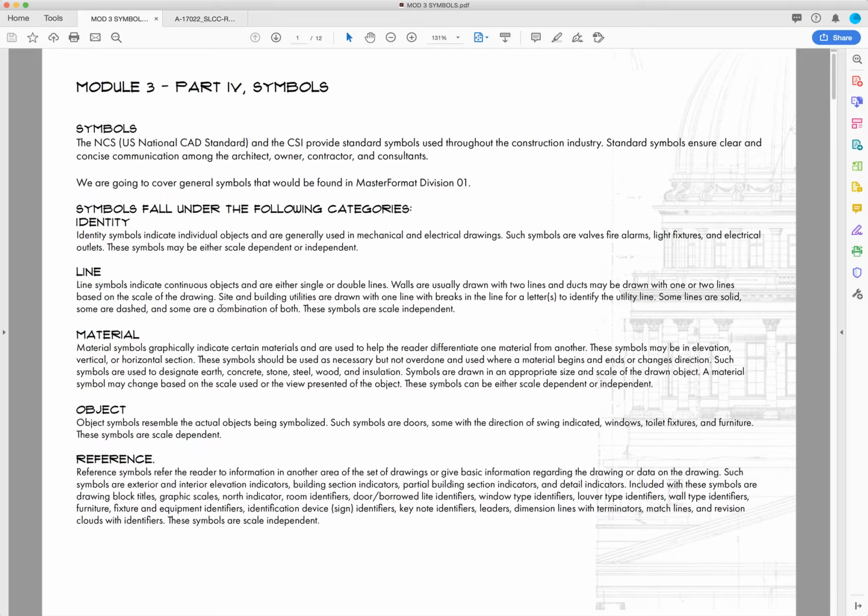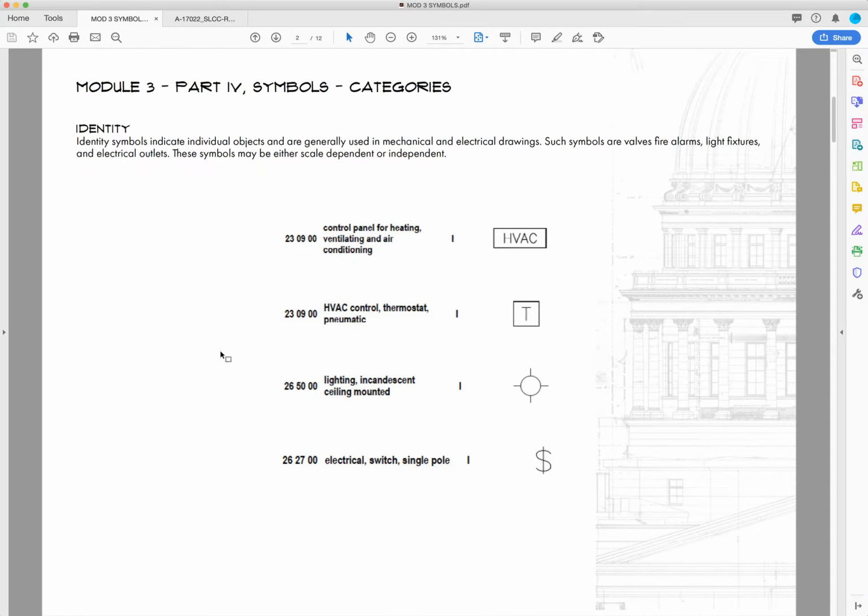So just really quickly, I wanted to point out that when we're talking about symbols, they fall under 5 specific categories: identity, line, material, object, and reference. We'll talk about each one of those. So let's start off talking about identity.